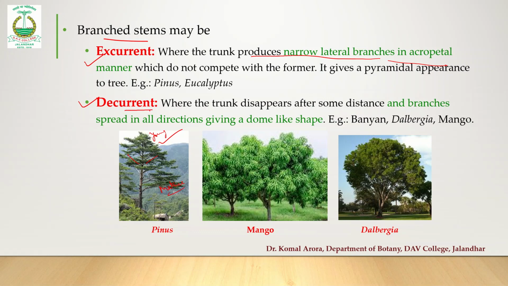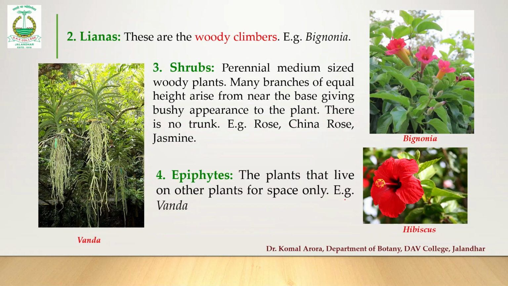Now the second type is called decurrent. Decurrent is a type in which the trunk grows for a certain distance and then disappears. So you have a very short trunk, and after that a number of branches arise in all directions, so that overall the tree gives a dome-shaped appearance. Then we call it the decurrent type of branched stems. This we observe in mango, banyan, Dalbergia, all those trees which have dense canopy.